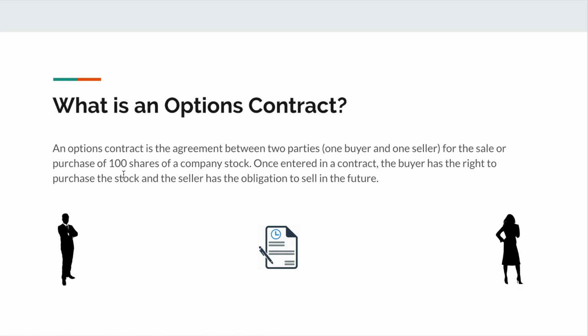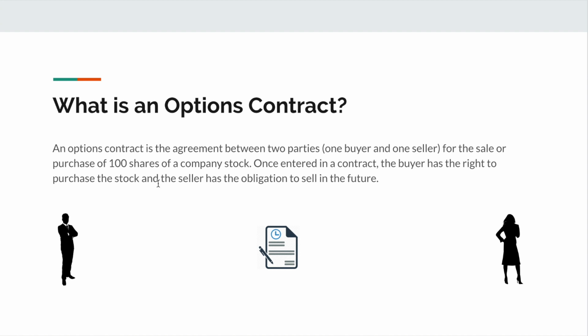An options contract is defined as the agreement between two parties, one buyer and one seller, for the sale or purchase of 100 shares of a company's stock. So every one contract equals 100 shares of a company's stock. Once entered in a contract, the buyer has the right to purchase the stock and the seller has the obligation to sell in the future to the buyer.